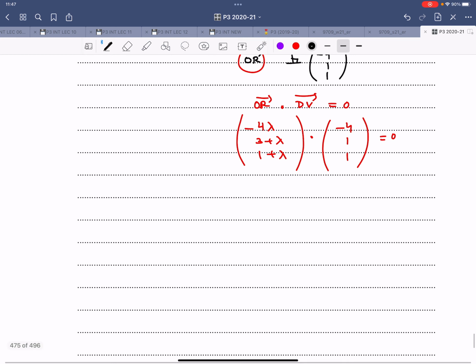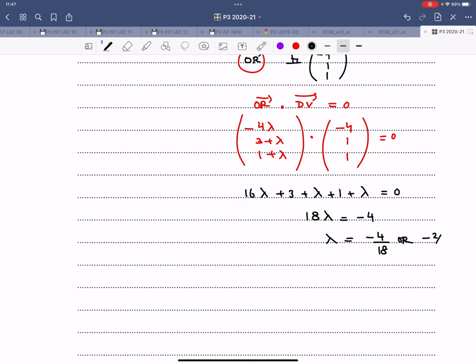So that is 16 lambda plus 3 plus lambda plus 1 plus lambda equals 0. 16 plus 1 plus 1, that is 18 lambda, equals negative 4. Therefore lambda comes out to be negative 4 over 18, which is negative 2 over 9. So now you get this particular value for lambda. Some people would have gotten positive 2 over 9, and that would actually work out accordingly. The final answer would be the same.